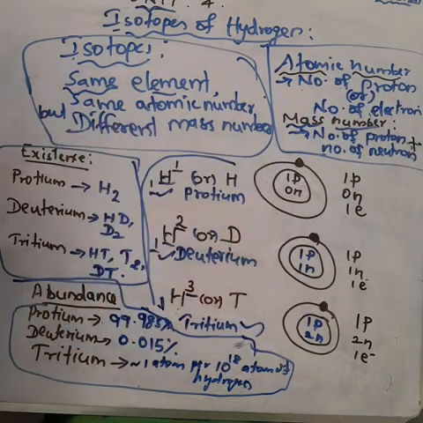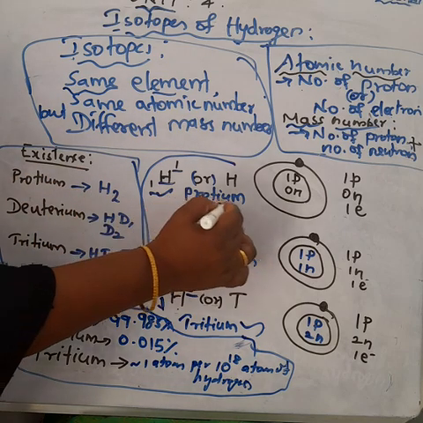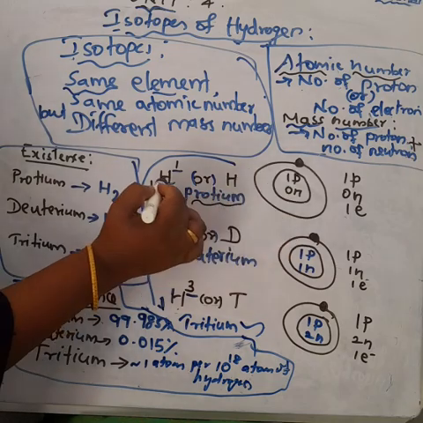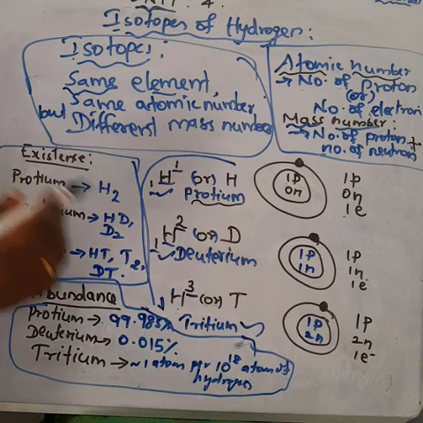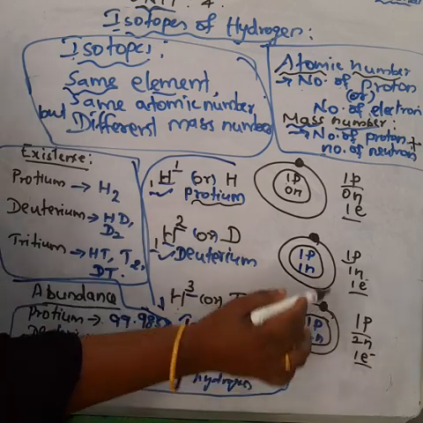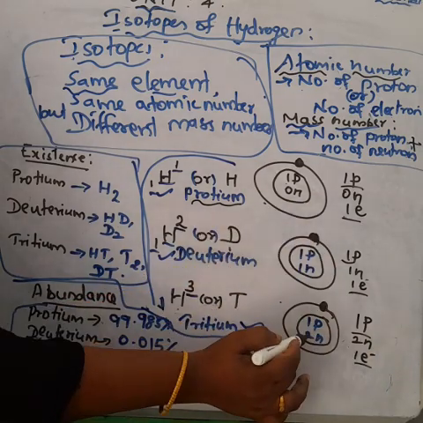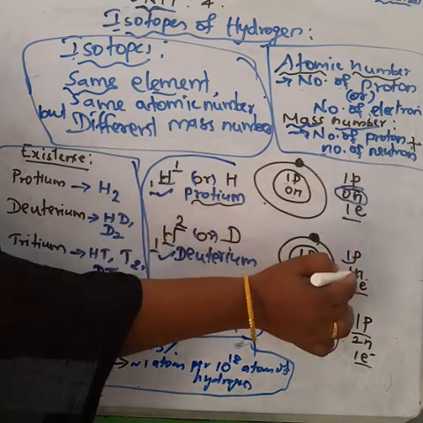We know about that. In the case of the three isotopes of hydrogen, protium is hydrogen having mass number 1. So only 1 proton and only 1 electron are present here. All three isotopes have only 1 electron and only 1 proton, but the number of neutrons differs. When the number of neutrons varies, the isotopes of the elements are formed.